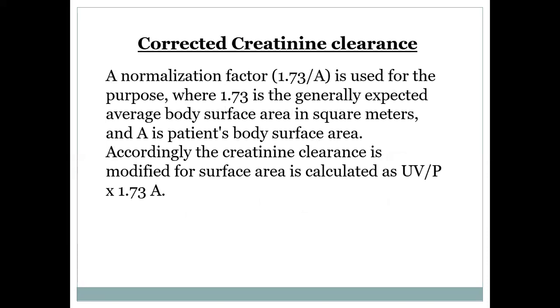And for corrected creatinine clearance, a normalization factor of 1.73 upon A is used, where 1.73 is the generalized expected average body surface area in square meters, and A is the patient's body surface area. Accordingly, creatinine clearance modified for surface area is calculated as U into V upon P into 1.73 upon A.